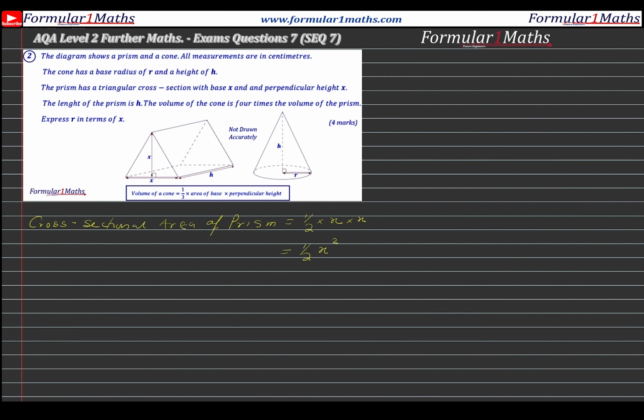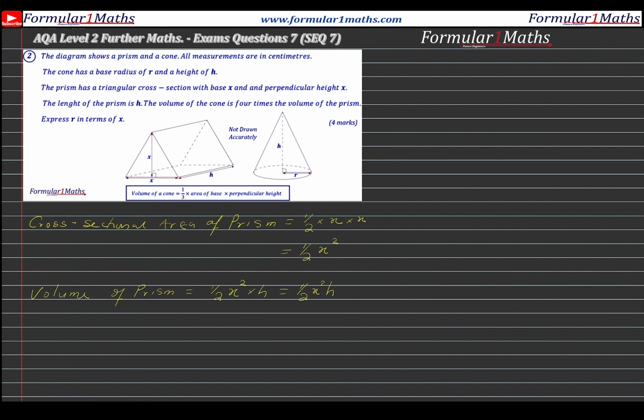We can use that to find the volume of the whole prism. So I'll multiply this cross-sectional area by h. And so I'll have volume of prism is equal to half x squared, the cross-sectional area, times the height. And that will reduce to half x squared h.